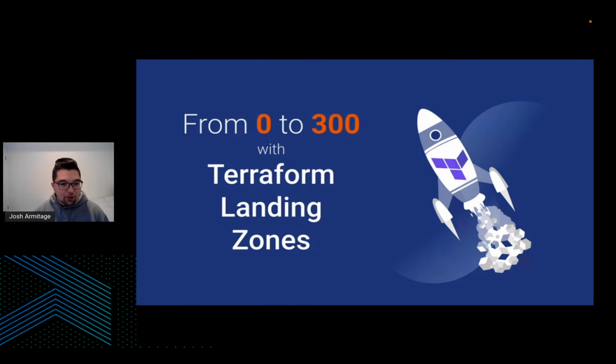All right, so I'm going to kick off, seeing as we're already a little bit behind schedule. So, from 0 to 300 with Terraform Landing Zones. This is pretty much how you scale a landing zone when you're talking enterprise scale. A startup should not have 300 accounts or project subscriptions in your CSP of choice. But at enterprises, this is the kind of scale you get to.